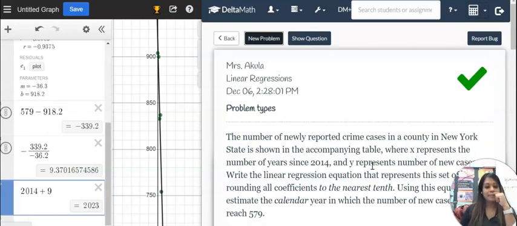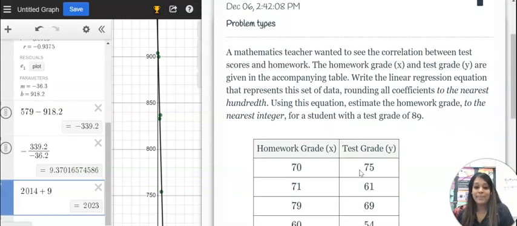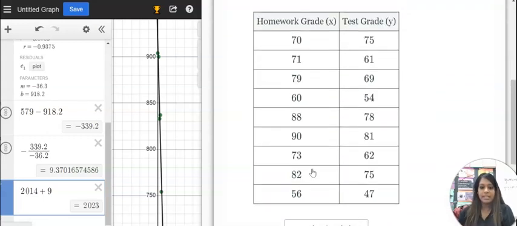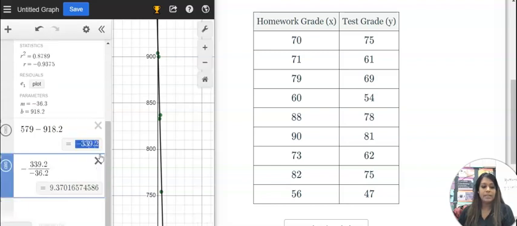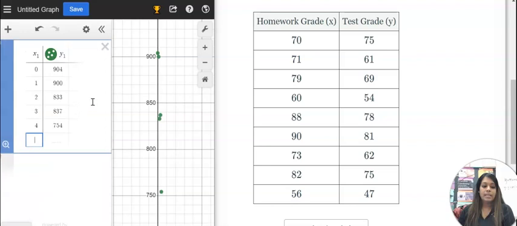But there you go. Let's do a new problem. Wow, that takes 7 minutes to do that one problem. Okay. I like this one. It says a mathematics teacher, like myself, wanted to see the correlation between test scores and homework. I know the process. I need to go ahead and put this in here, and then do the regression.